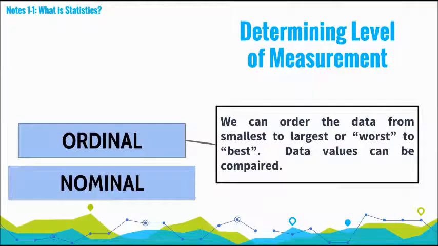Now let's build upon that and go to our next level or layer. We can order the data from smallest to largest, worst to best, or just in general, data values can be compared. So we're not only just putting things in different categories, we can order these categories from smallest to largest, or any other way that we can order things, right? So we have the nominal layer, just categories. Okay, ordinal layer, we have categories, but they can be ordered.